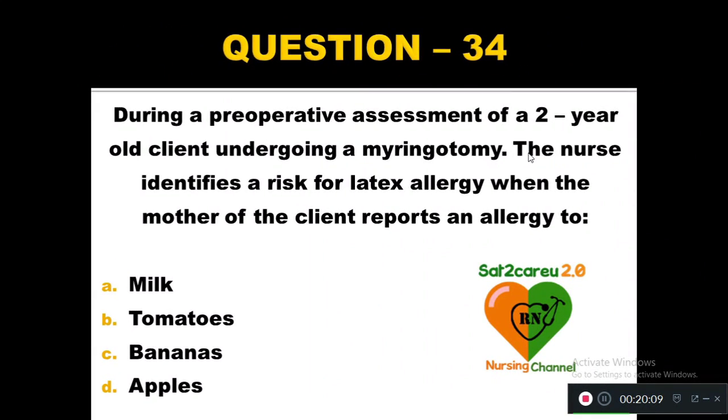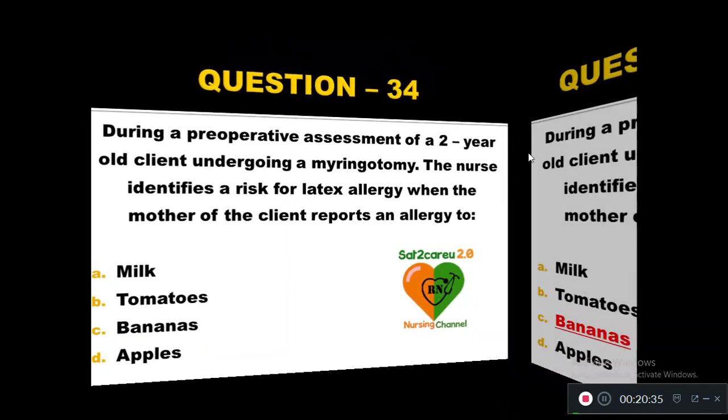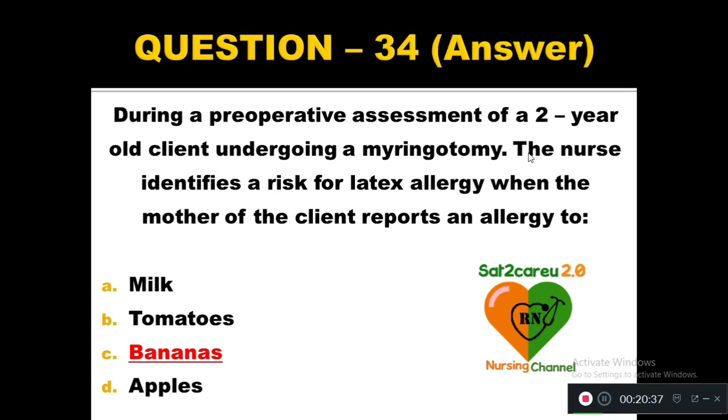During a preoperative assessment of a 2-year-old client undergoing myringotomy, the nurse identifies a risk for latex allergy when the mother of the client reports an allergy to option A milk, B tomatoes, C bananas, D apples. The correct answer is allergy to bananas. It can cause a chance of getting an allergy to latex.